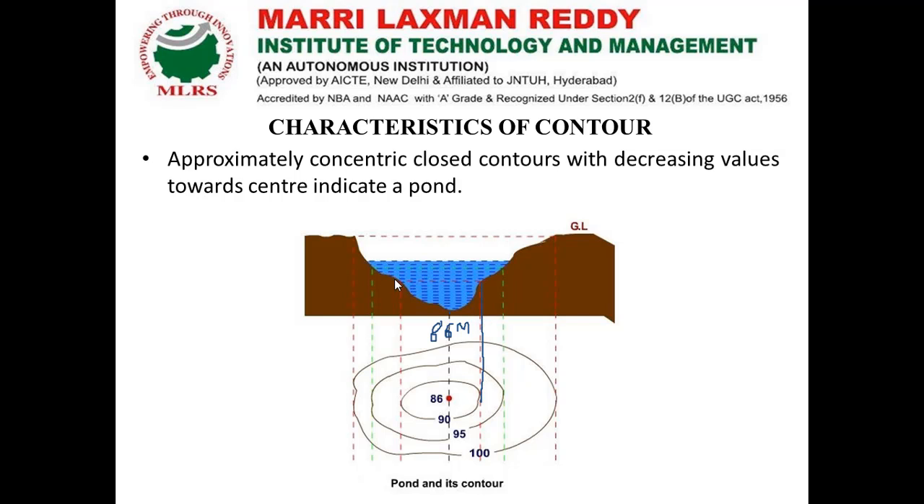Next, if I increase the height once again and take the reduced level, it becomes 95. Once again, if I go further out, it is 100. So the reading inside, compared with the outer reading, is getting reduced. This kind of contour denotes a pond or lake.